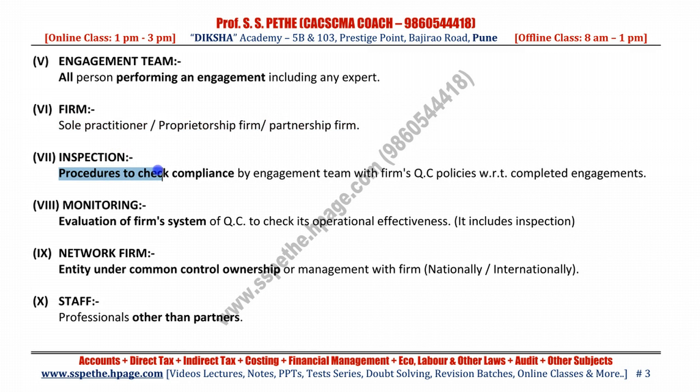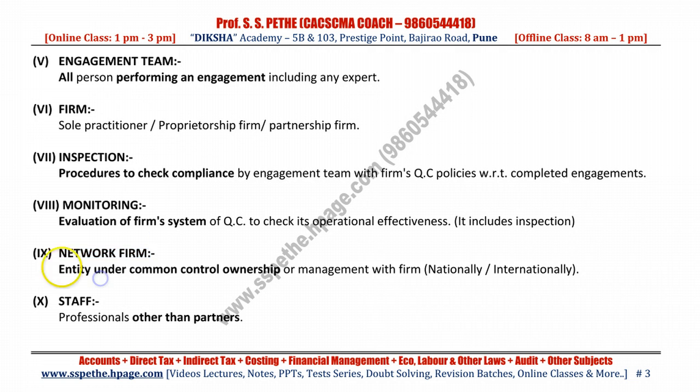Inspection: procedure to check compliance by engagement team with the firm's quality control policies with respect to completed engagements. So it's a procedure to check the compliance. It is called inspection. Monitoring: evaluation of the firm's system of quality control to check its operational efficiency. It includes inspection. So monitoring includes the inspection. It is broader than inspection. Monitoring is a broader term than inspection.